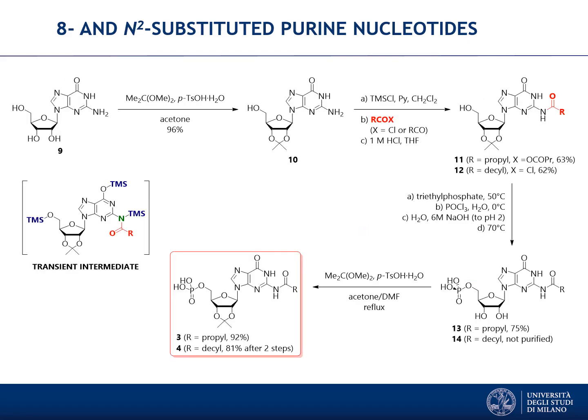On the other hand, the N2 acylations necessary to synthesize products 3 and 4 were performed using the proper acyl chloride or anhydride through a transient protection strategy. All intermediates were subjected to direct phosphorylation to form the final products.